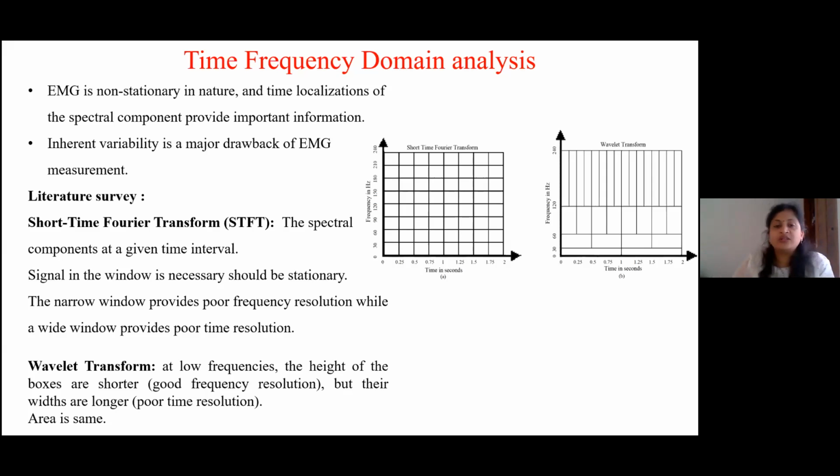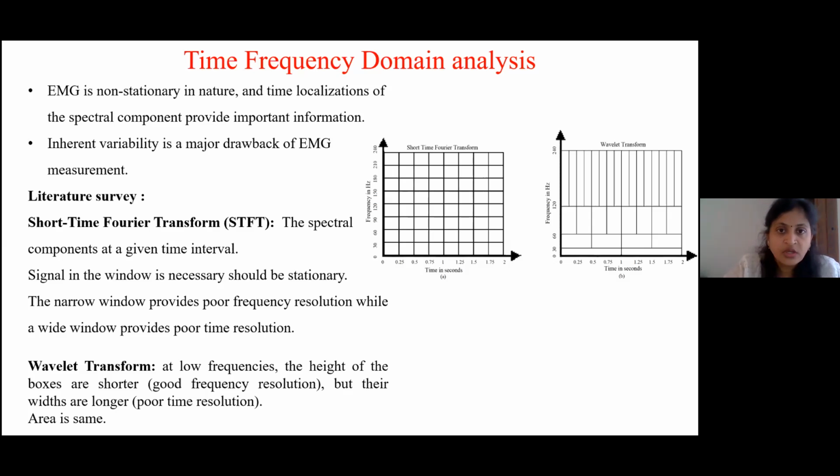Now, only the time domain analysis and only the frequency domain analysis may not be enough for the total analysis of EMG signals. Because EMG is non-stationary in nature. With the muscle, signal differs. With the person, signal differs. For the same person at the same temperature, signal differs. If you capture a person's signals today and tomorrow, signal differs. That's why EMG is non-stationary in nature.